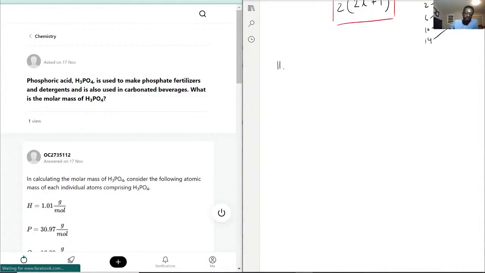Okay, so phosphoric acid, H3PO4, is used to make phosphate, fertilizers, and detergents, and is also used in carbonated beverages. What is the molar mass of phosphoric acid? So they were really kind here to just give us the molecular structure of this. So with that, we can really just roll with that and answer the question.